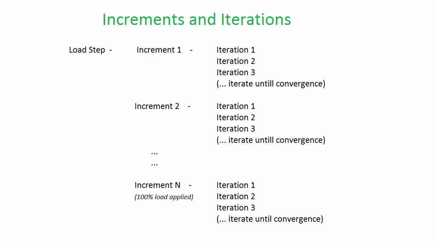Now let's change the initial increment. Abaqus Standard solves a problem by applying a fraction of the load in an increment, solving the system of equations, and iterating till convergence, and then increasing the load in the next increment. This procedure is repeated till the final increment when 100% of the load is applied. Currently, our problem is set up so the entire load step occurs in one increment.